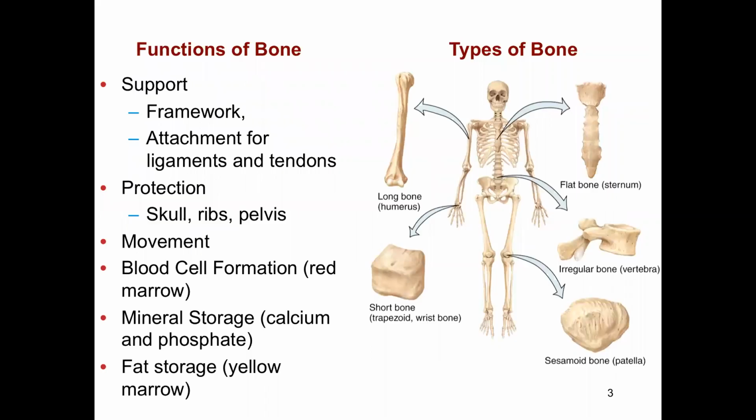Okay, so functions of bone. You need to know those. A lot of these are probably intuitive, right? So support, attachment for ligaments and tendons, and that's a little bit misleading because it's the ligaments that are bone to muscle. Some of the tendons run over structures on the bone. You know, tendons are muscle to muscle. Protection, that's probably also obvious, right? Your skull, your ribs, and your pelvis is protecting soft organs. Movement is probably something else that is intuitive.